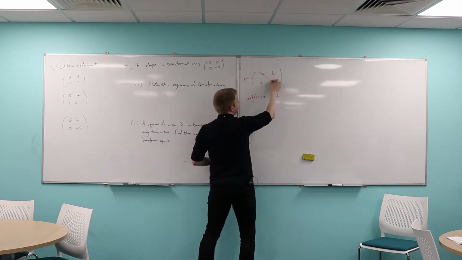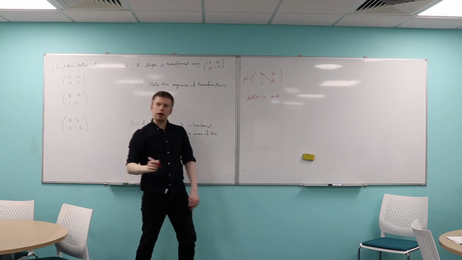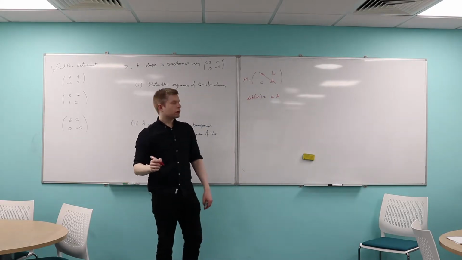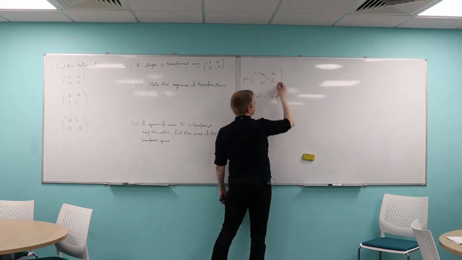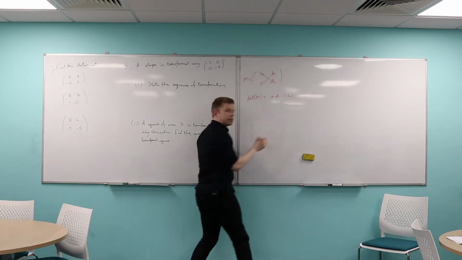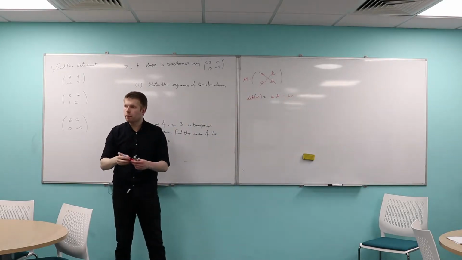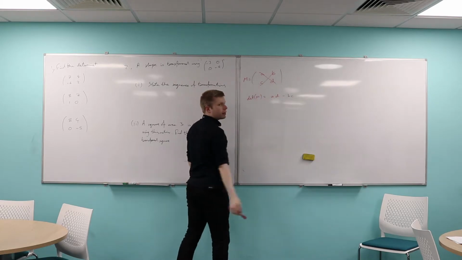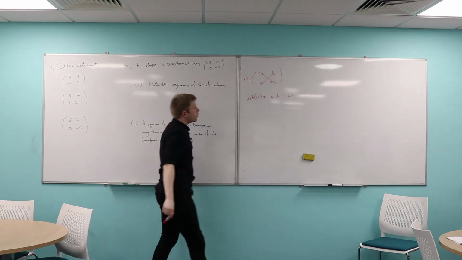A times D, so we multiply the elements along the leading diagonal together. Minus B times C. Just that, isn't it? Yeah? So you take these two elements, multiply them together, then you subtract that from the other diagonal multiplied together.